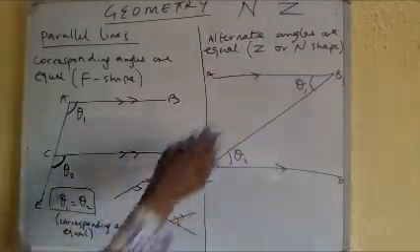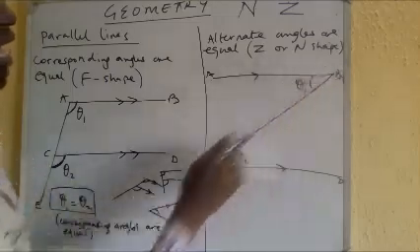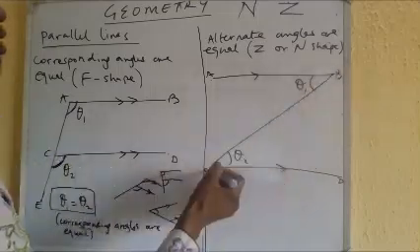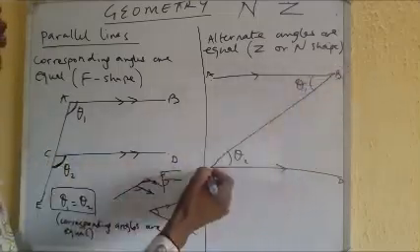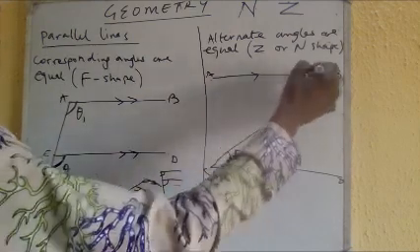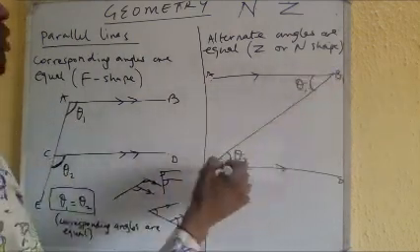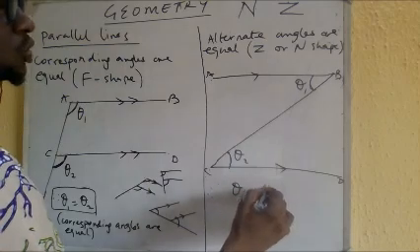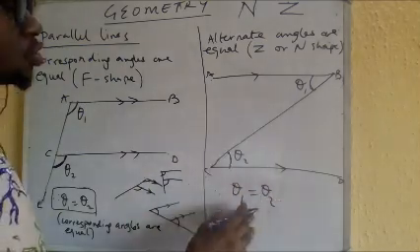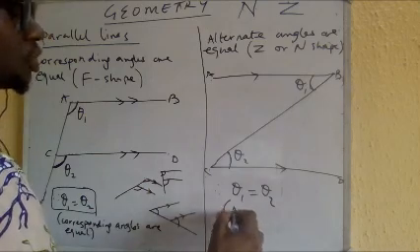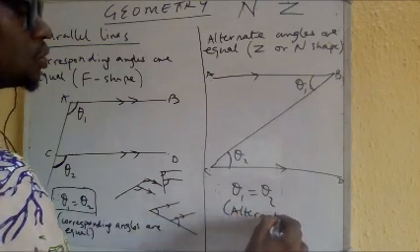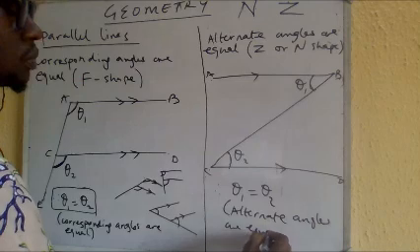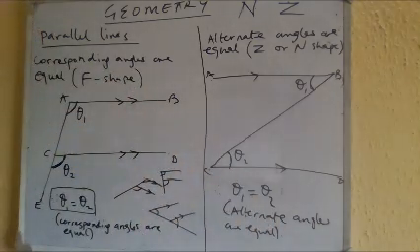So for this situation, if I have AB and CD parallel, and a line joining the ending point of AB to the starting point of CD, this angle and this angle will be equal. So therefore, theta 1 is equal to theta 2. The reason is that alternate angles are equal. Okay, so that's the reason.